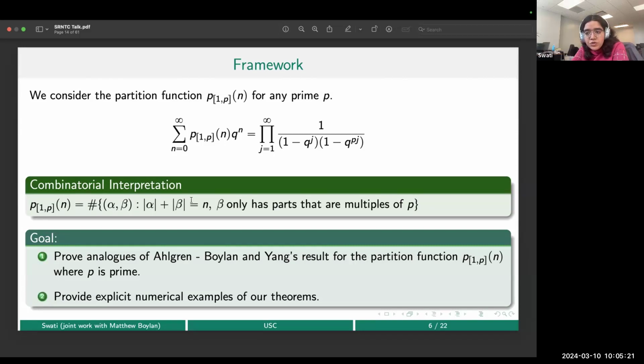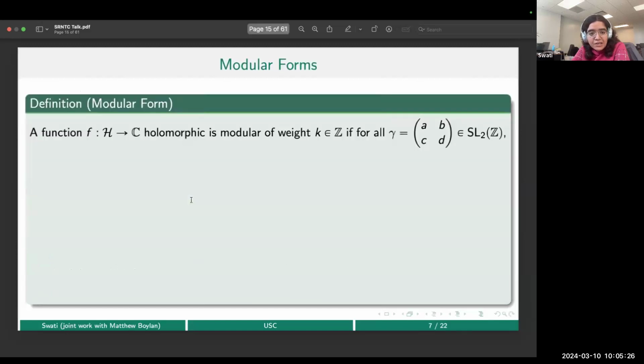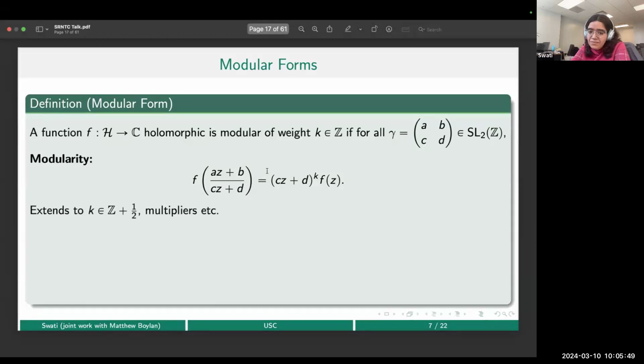So before I move on to the statements of the theorems, I'd like to give some background of what a modular form is. So it is a holomorphic function on the upper half plane, and we call f modular of weight k if for all gamma in SL2Z, we have this modularity condition, and this k is basically the weight. We also call this the automorphic condition. It does extend to half integer weights, multiplier systems, etc.